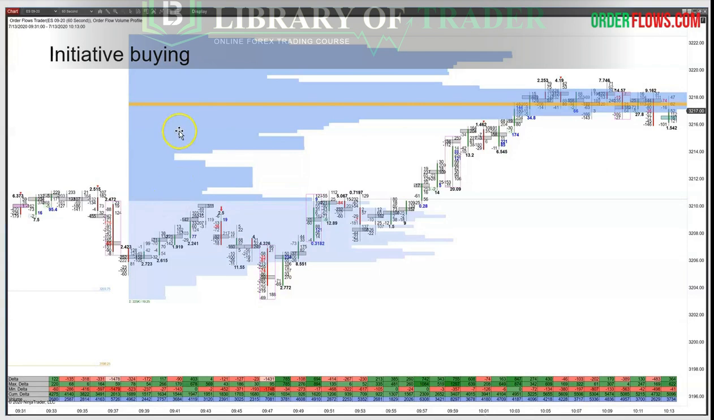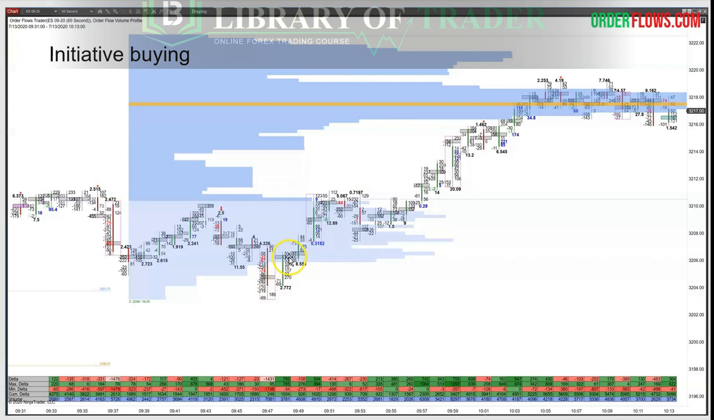Okay. Here we go. Now, again, like I said, look for areas where you're opening outside the value. Okay, so this was the value area high right here, 32.03 3/4. We opened up above it. Market starts going up, comes back down, tests that value area high. Okay, then what happens? The initiative buying kicks in.